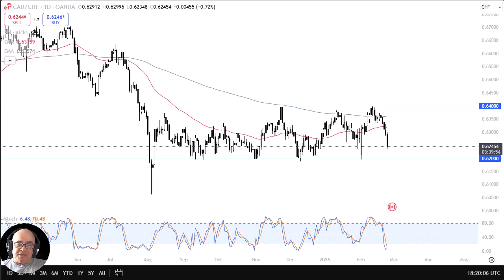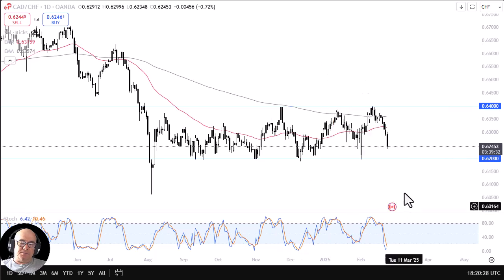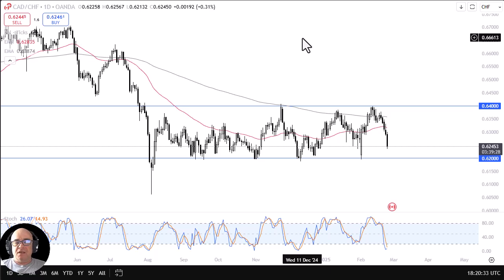Now, all of that being said, we've been in a trading range since August of last year between 0.62 and 0.64. We are approaching that 0.62 level again, and it's probably worth noting that the stochastic oscillator is starting to cross in the oversold condition in this pair. 3 days from now, meaning the 28th, we will get GDP numbers coming out of Canada, and that will obviously have an influence on this pair.